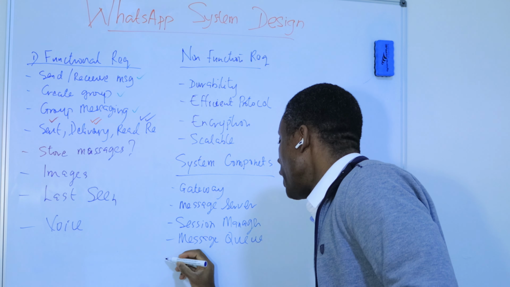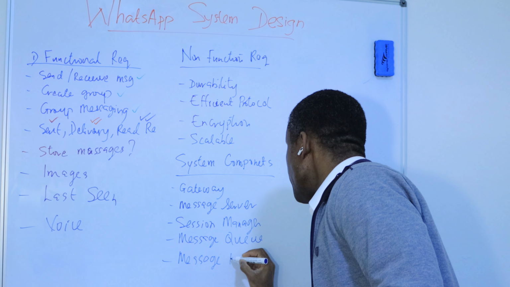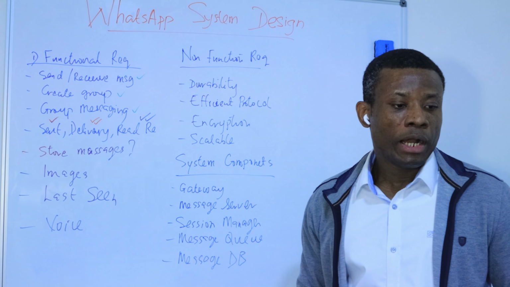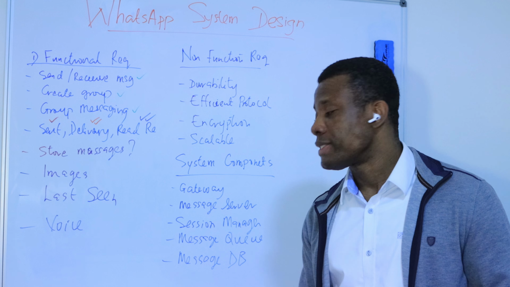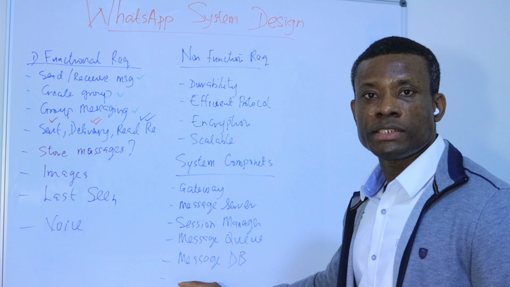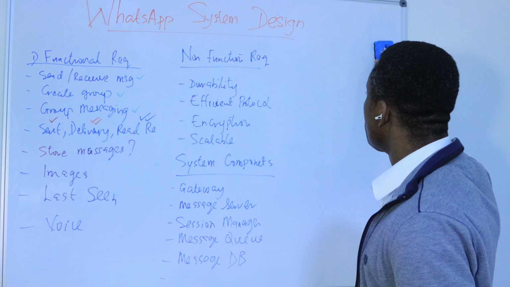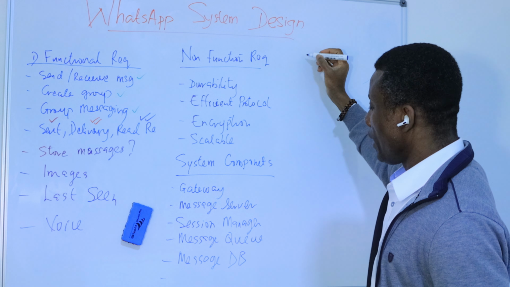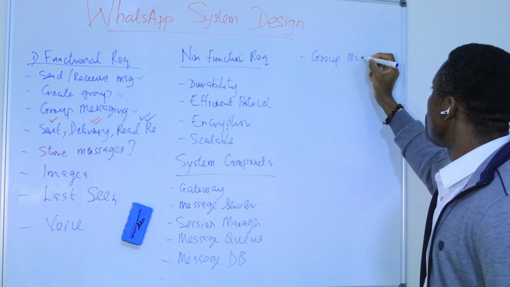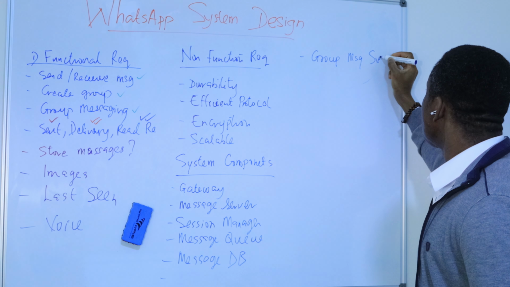and we should also have message DB. So we are going to be explaining how these things work. And we should also have group message service. I don't know if you can see my board at this point, not sure. So I have message DB. So I'm going to continue from here. So we have group message service. Can you see the board? I think so.